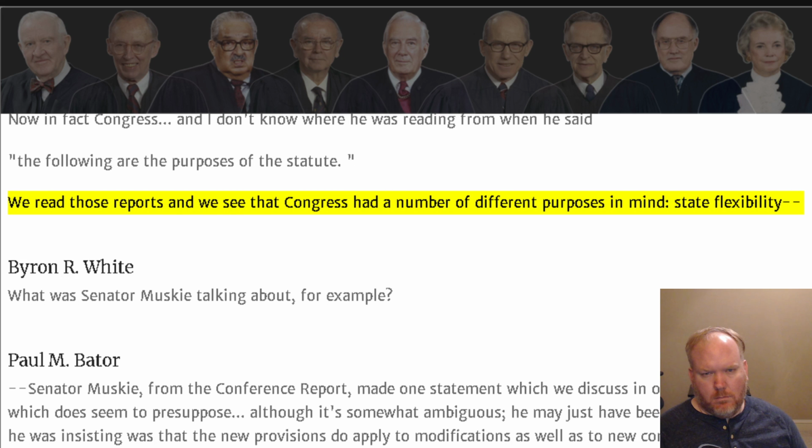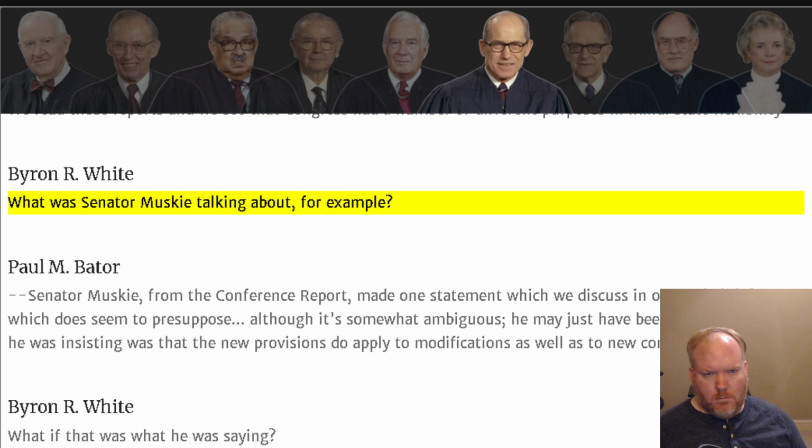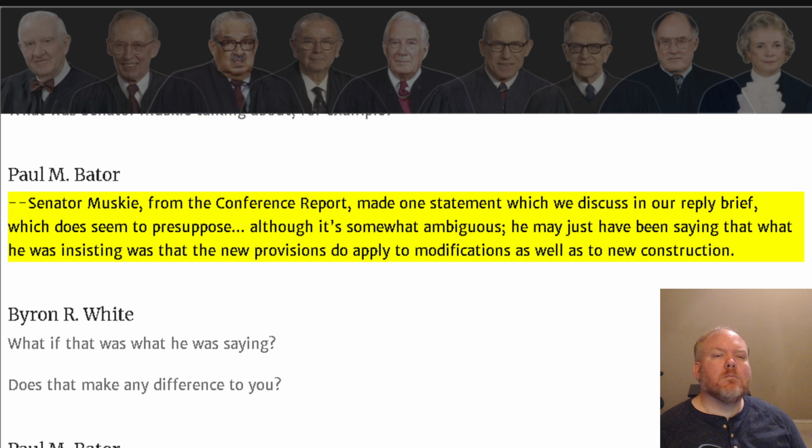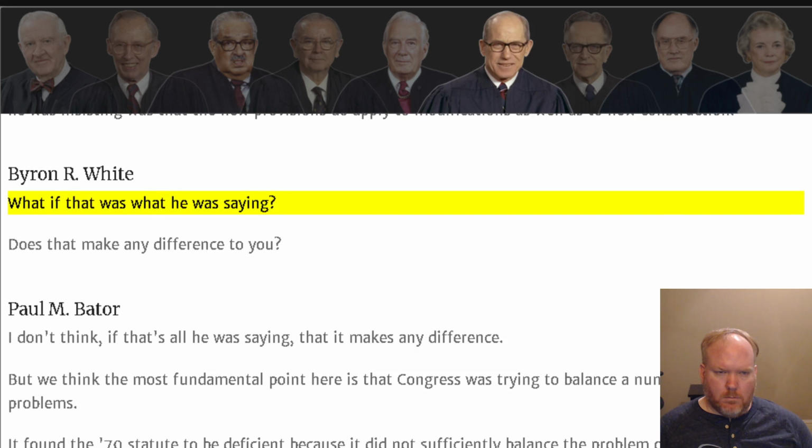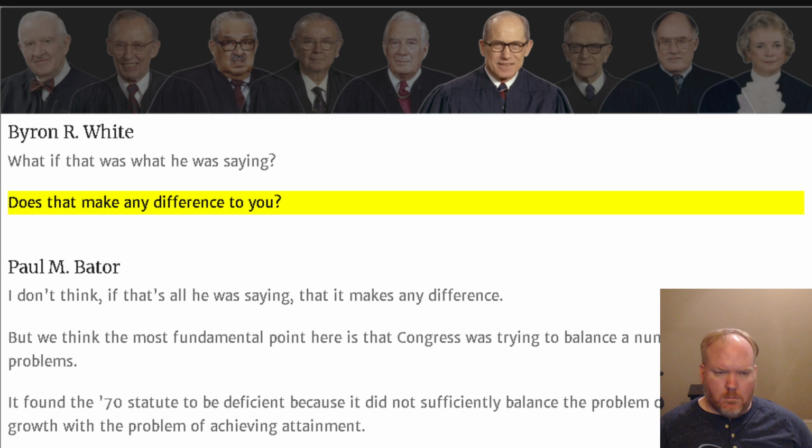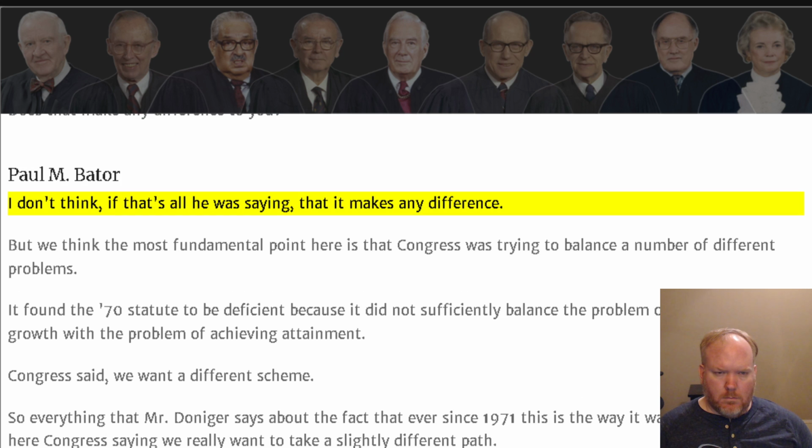We read those reports and we see that Congress had a number of different purposes in mind. State flexibility. What was Senator Muskie talking about, for example? Senator Muskie, from the conference report, made one statement, which we discussed in our reply brief, which does seem to presuppose, although it's somewhat ambiguous, he may just have been saying that what he was insisting was that the new provisions do apply to modifications as well as to new construction. Well, what if that was what he was saying? Does that make any difference to you? I don't think if that's all he was saying that it makes any difference.